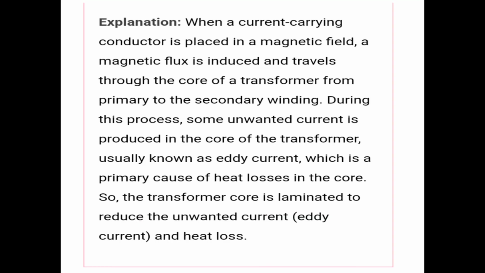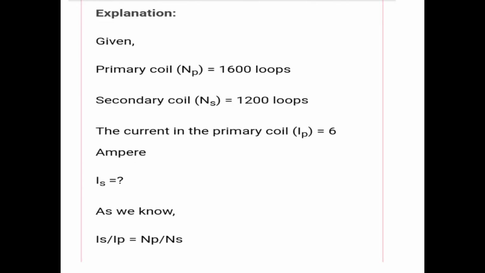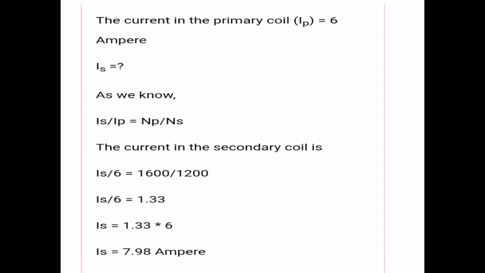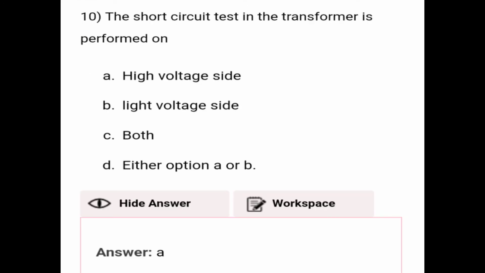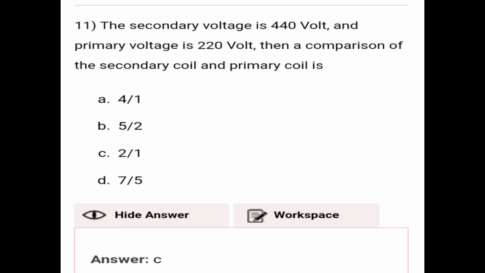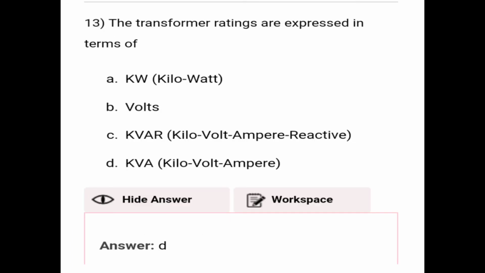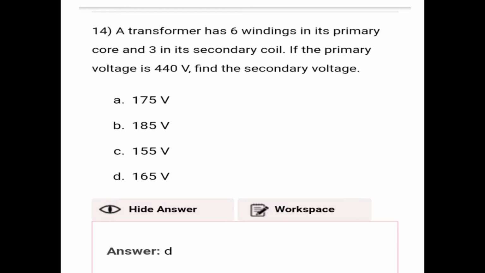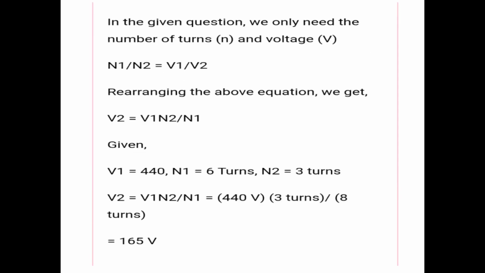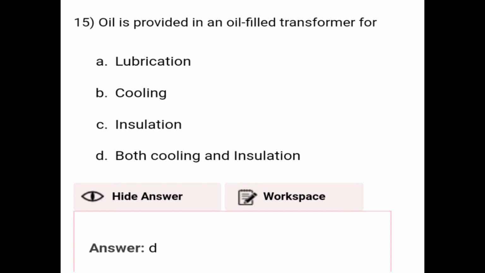There are a total of 14 MCQs explained, and this is MCQ number 15. Today I start. So this is the question: oil is provided in an oil-filled transformer for lubrication, cooling, insulation, both cooling and insulation.